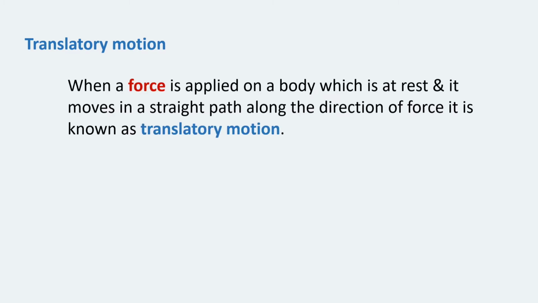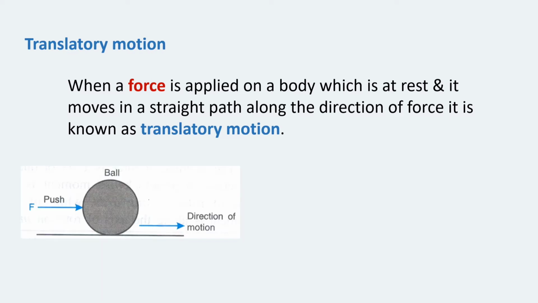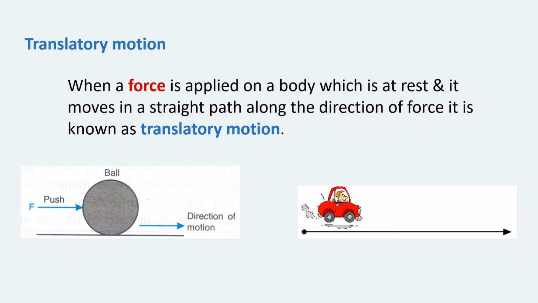Let's see the definition. When a force is applied on a body which is at rest and it moves in a straight path along the direction of force, it is known as translatory motion. Let's see the first example. Here, the ball is placed on a floor and you apply a force, that is a push, and it moves along a straight path in the direction of force applied. Now, in the second example, there is a toy car. Once you wind the key of the toy car and release it on the floor, what happens? It also moves in a straight path in the direction of force applied. So this type of motion is known as translatory motion.